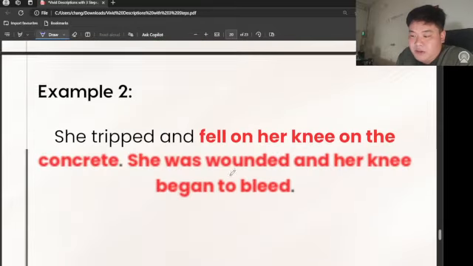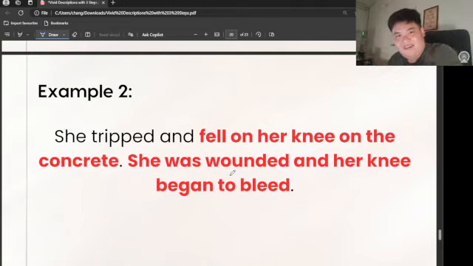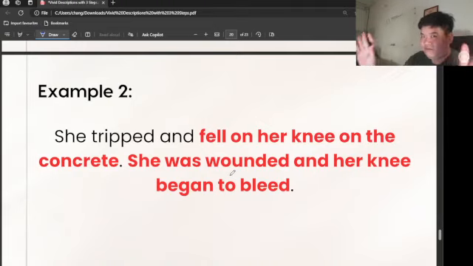So a second example, she tripped and, okay, just a little bit of a warning here. If you are squeamish, that means you are afraid of descriptions of blood and all that or injuries, please go and skip ahead. Don't worry, we're not going to show a picture of a bleeding wound. That would be too much. So, warning: skip ahead if you are squeamish.